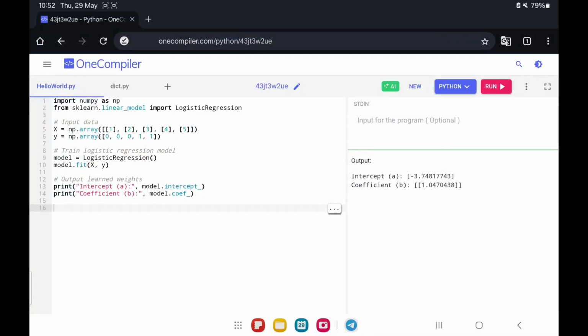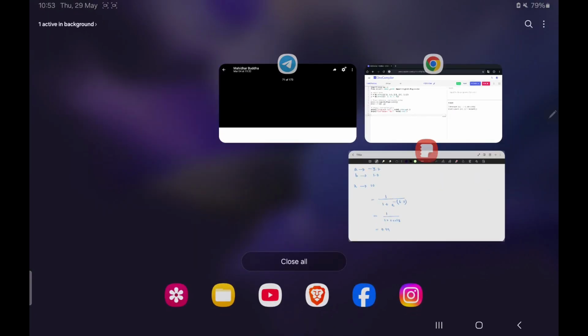Here I have calculated the values of a and b using a Python script. As you can see, in the input data for X, I represented the number of hours, and Y is a representation of either pass or fail. We have integrated these values into the logistic regression model, and I have got the value of a as minus 3.74 and the value of b as 1.04. Now let's go back to our notes.